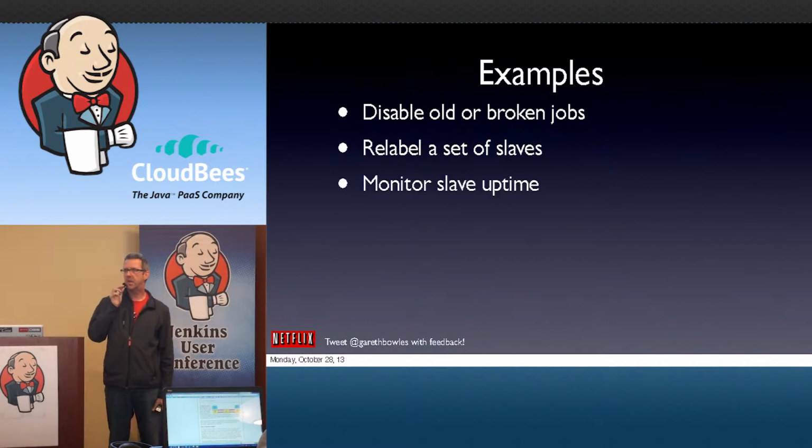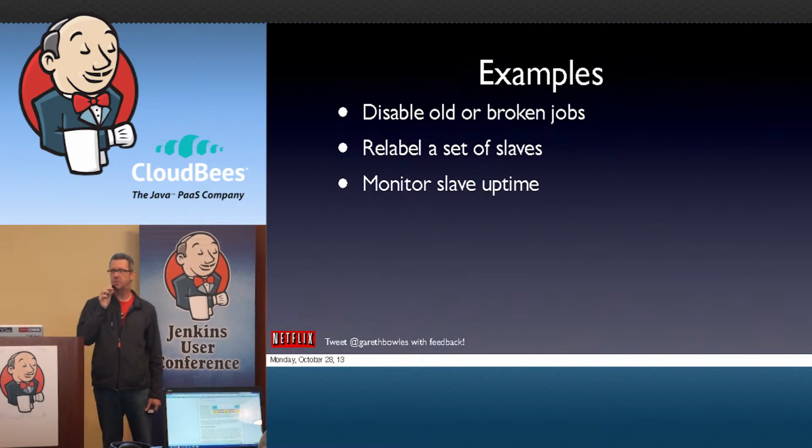We monitor slave uptime for various teams. Various teams at Netflix have their own custom pools of slaves, and we give them a facility where they can monitor whether those slaves are up, and they get notified if a slave gets disconnected. They can go investigate it.